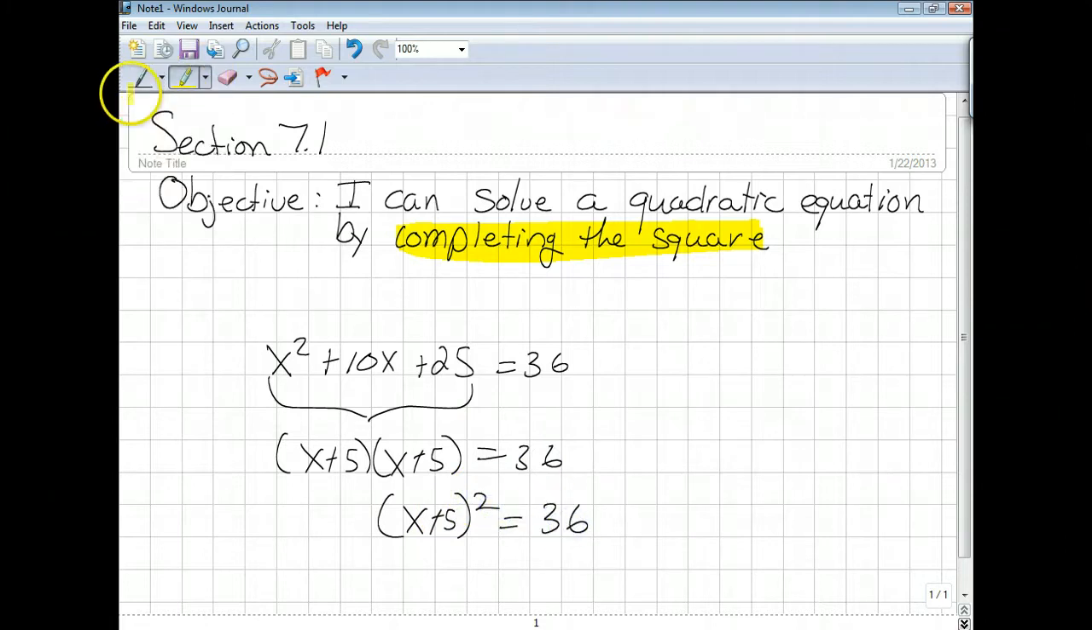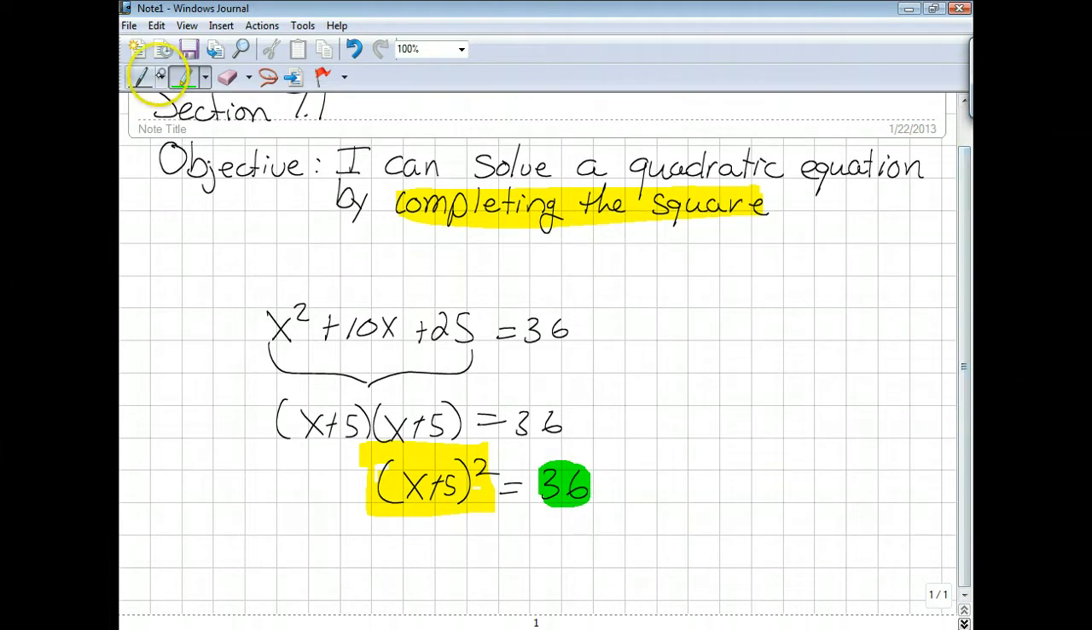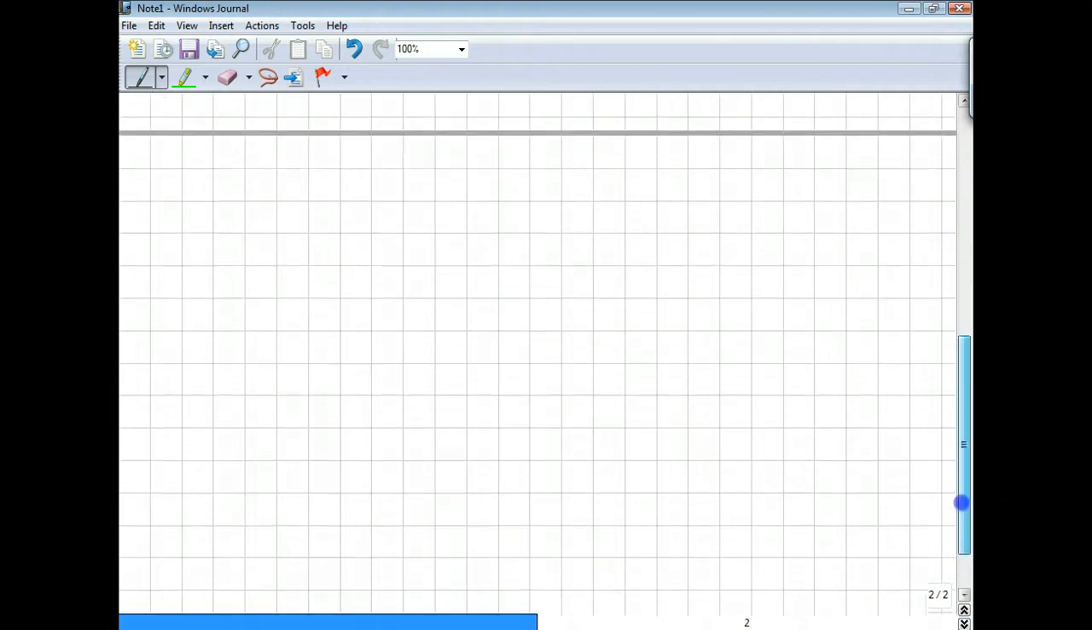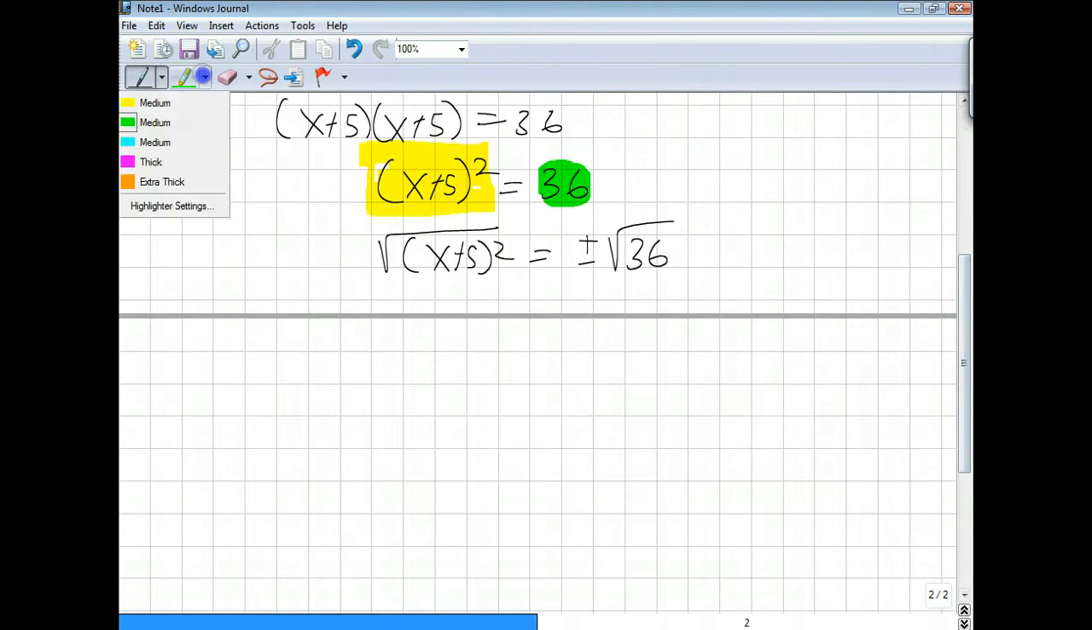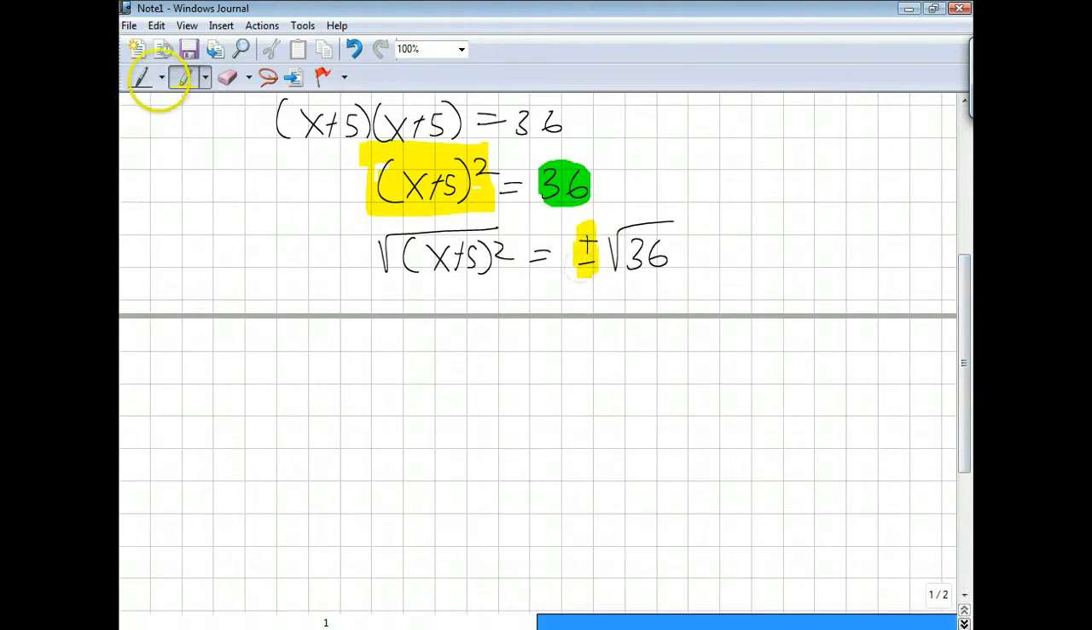So here the left side is a perfect square, or some number squared, and the right side is a constant of some kind. We can take an equation like that and solve by taking the square root. But remember, when you take the square root, you want all possible answers. So notice that I put a plus or minus here. Then we go ahead and solve that.